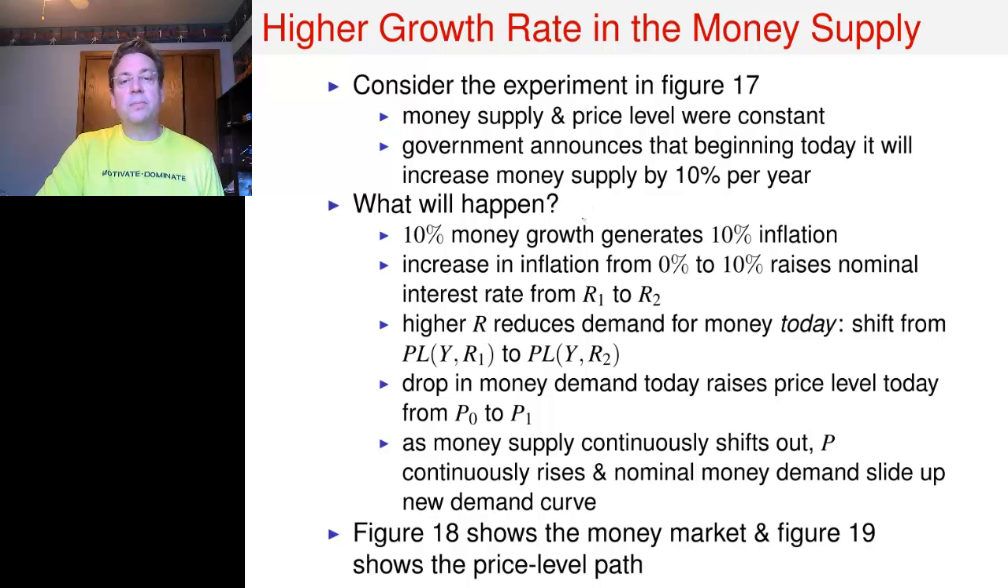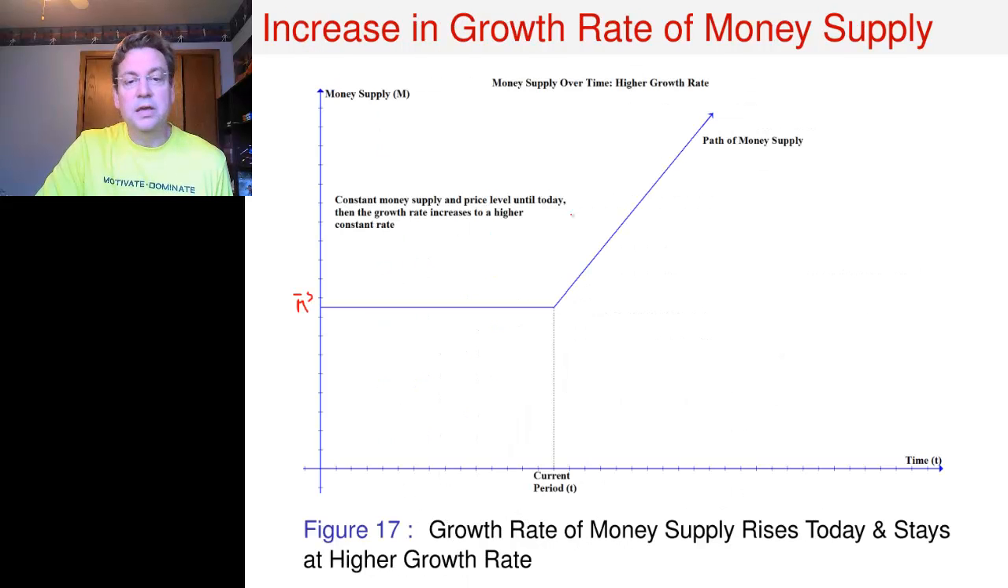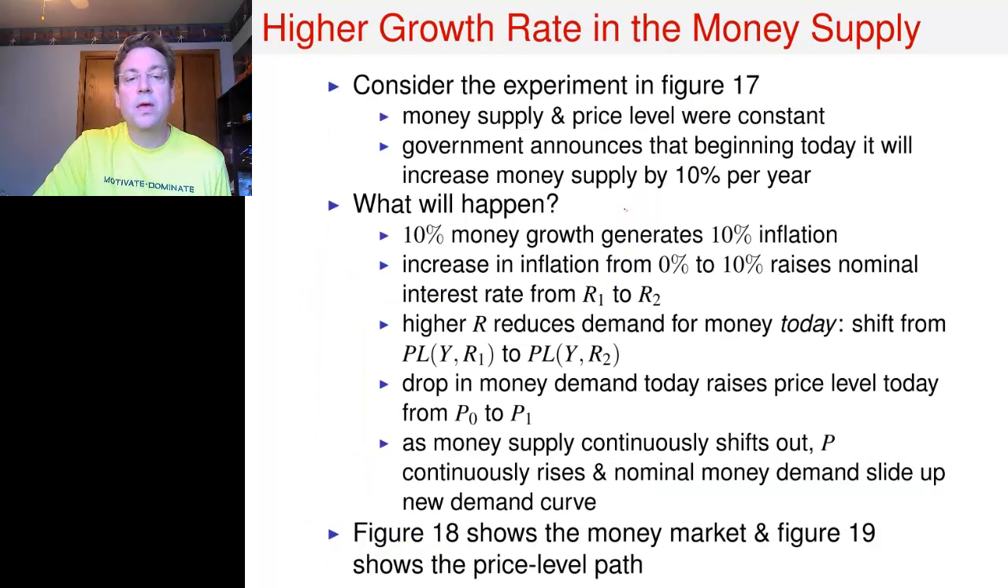Now, the interesting thing about this is that this has multiple effects. So let's suppose, to be concrete, that the government announces at time T, right here, that after money growth has been 0 for a long time, it's now going to grow at 10% forever. Well, we know that 10% money growth is eventually going to generate 10% inflation. And that increase in inflation then is going to raise the nominal interest rate from R1 to R2. So that's just using the Fisher equation.